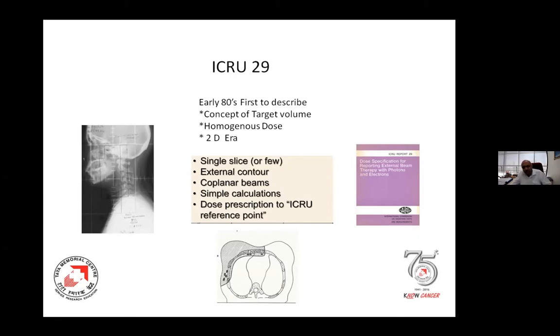So in the early 80s, they gave a concept of a target volume, though they were doing only 2D at that point of time. And they were planning only on a single slice or a midline area in head and neck. Classically, this is what many of us practiced. Still, some of us are practicing. Not bad. But what I'm trying to say is, we used to do only one midline cut, like in a chest wall, and we used to plan the doses.